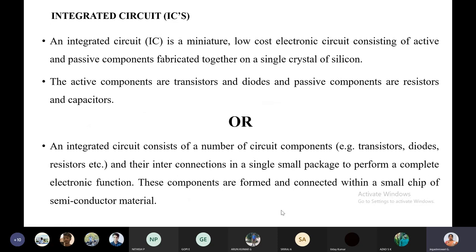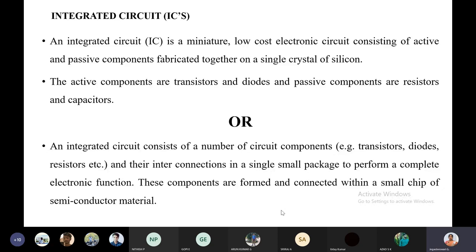Next, we will see the exact definition of an IC. An integrated circuit is a miniature, low-cost electronic circuit consisting of active and passive components fabricated together on a single crystal of silicon. This is the exact definition of IC. From an exam point of view, if they ask you to define integrated circuit or define IC, you are supposed to write these two lines: an integrated circuit is a miniature, low-cost electronic circuit consisting of active and passive components, which is fabricated together on a single crystal of silicon.